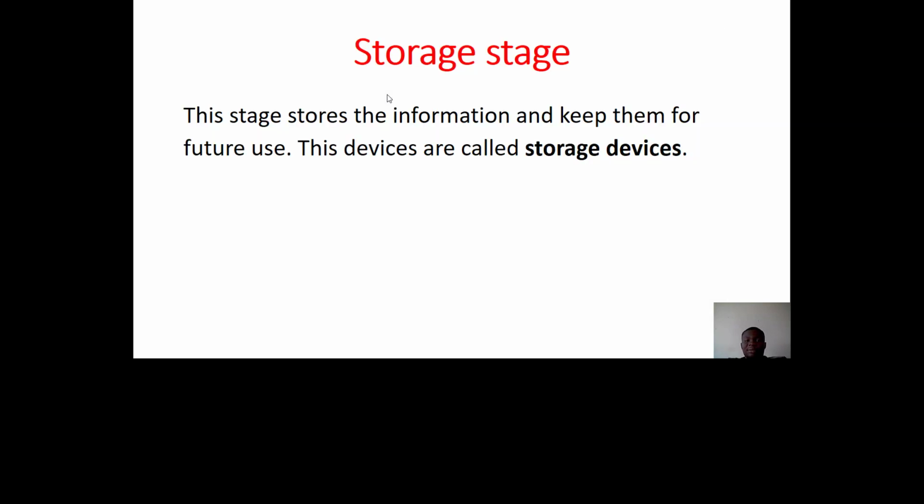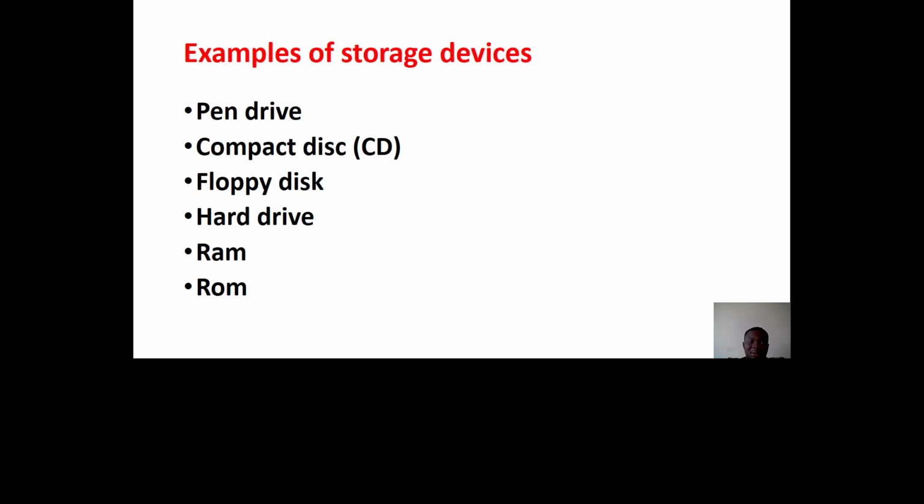So we move to the storage stage, and it's the final stage of the information processing cycle. After the data has been transformed into information and displayed, you then need to store it. And we come to the definition of the storage stage. This stage stores information and keeps it for future use. These devices are called storage devices. For example, we have the pen drive, compact disc, floppy disk, hard disk, RAM, and ROM.